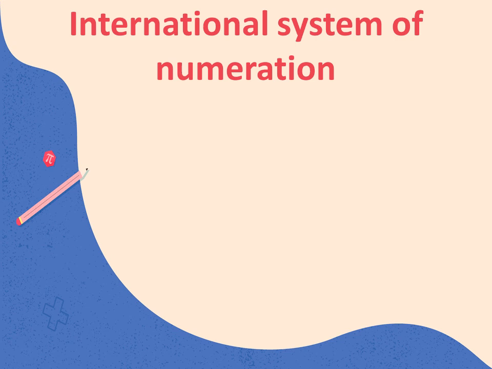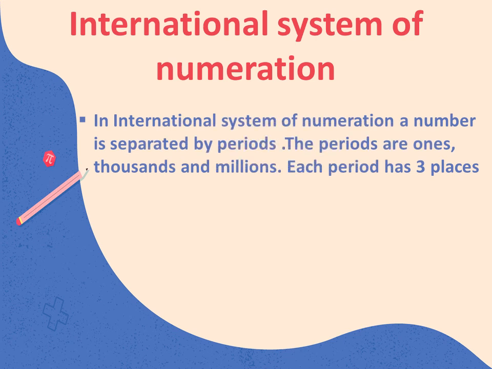International System of Numeration. In the International System of Numeration, a number is separated by periods. The periods are ones, thousands and millions. Each period has 3 places. As I said, there are 3 periods and each period has 3 places.